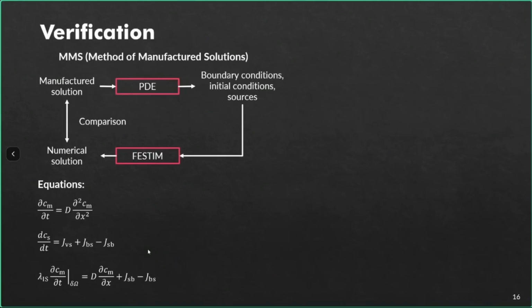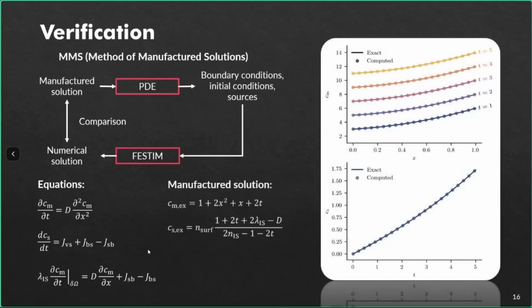The verification was done using the method of manufactured solutions, when we literally manufacture a solution that satisfies our governing equations, use it to determine suitable boundary and initial conditions and the source terms, and use them in our simulations to obtain a numerical solution, and then compare the manufactured solution and the numerical one. And here is the result of verification showing a very good agreement between the exact and the numerical solution, suggesting that we implemented the model correctly.